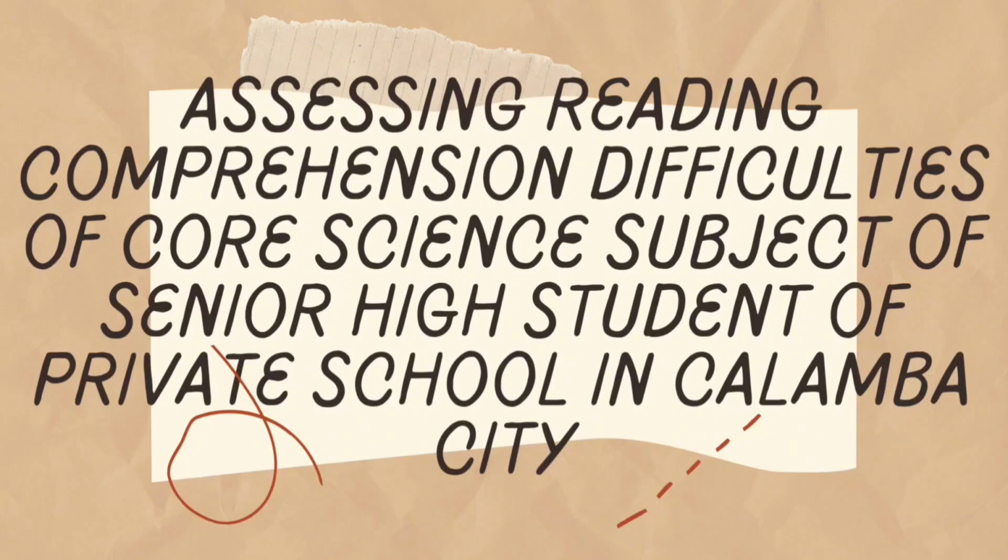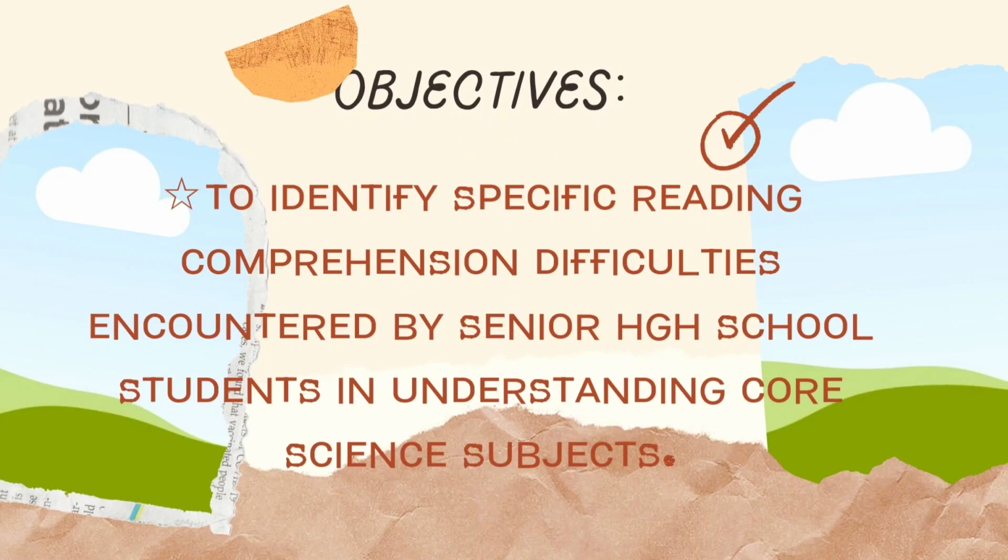Now, to give feedback on this research, we have first the objectives of this research. The first objective of this research is to identify the specific reading comprehension difficulties encountered by senior high students in understanding core science subjects. This objective is clear and focused. It aims to pinpoint the specific areas where students struggle, which could include vocabulary, text structure, or the complexity of scientific concepts. It would be helpful to specify whether the focus is on a particular science subject like biology, physics, or chemistry. I think this is broad across all core sciences.